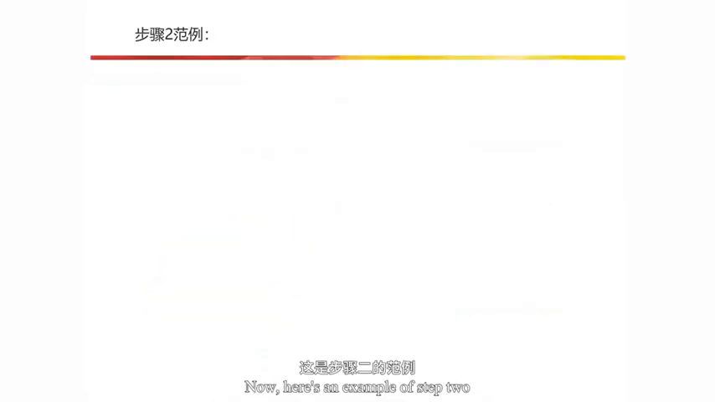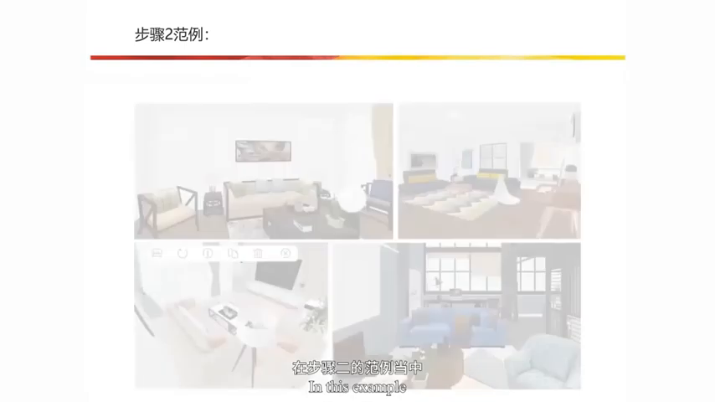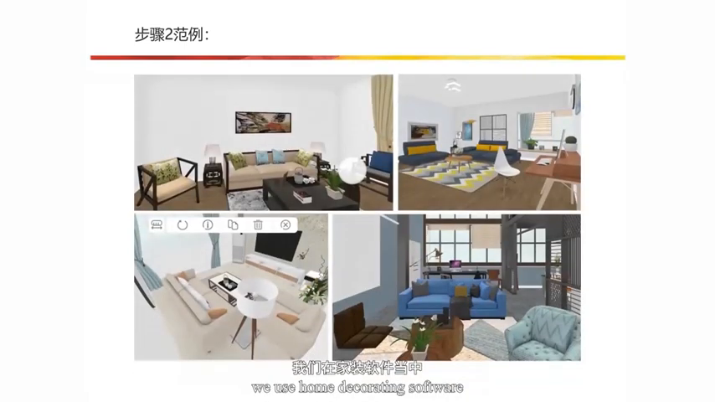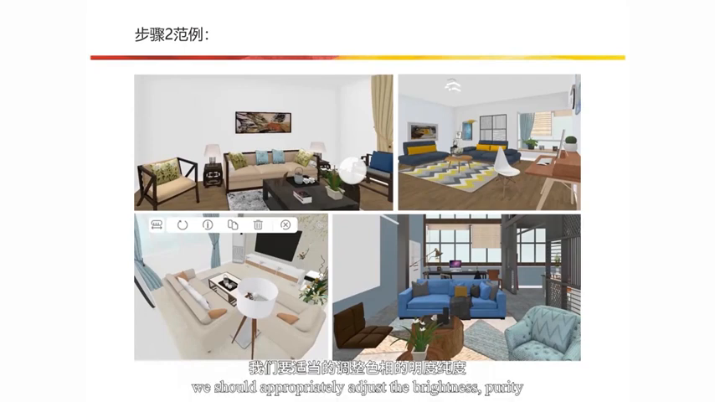Now, here's an example of Step 2. In this example, we use home decorating software to complete a color scheme for interior decoration. However, it's important to note that we should appropriately adjust the brightness, purity, and area proportion of colors to achieve a comfortable and harmonious feeling of colors.